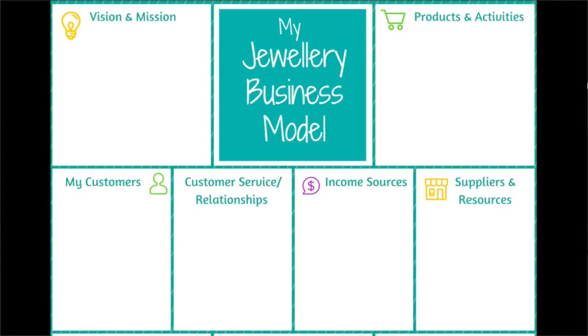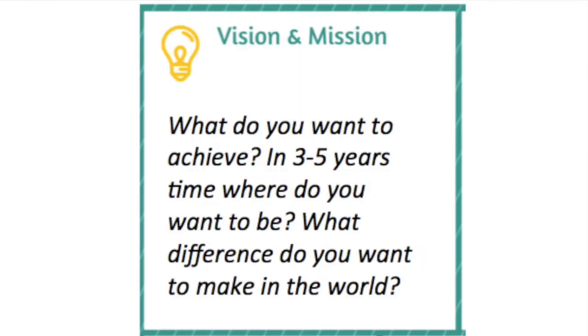And there's also in your notes some information on how to fill out each section, but I'm going to go through that with you now. So if you look at the top, the first section is the vision and mission. So this is really about what do you want to achieve. So you might want to think how long you want to plan for. If you're just starting out, it might just be a year. If you're already in business, you might be looking at more 3 to 5 years time.